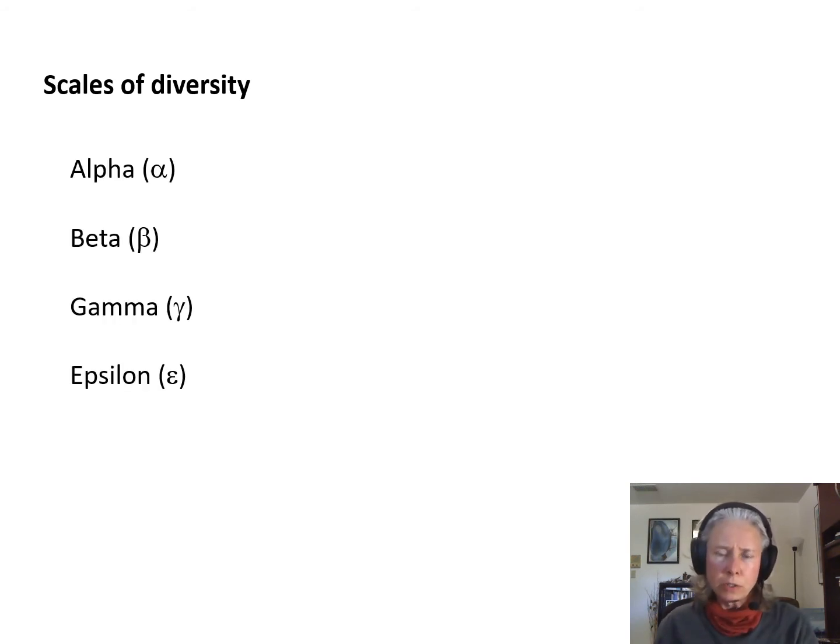And so these are the different scales of diversity: alpha, beta, gamma, and epsilon. Alpha is the number of species within a site or a habitat, and it's quantified by the indices that we just talked about. Beta diversity is sometimes called turnover diversity. It's the difference in diversity between habitats or between patches, and it represents the extent to which species composition varies by location or by habitat.